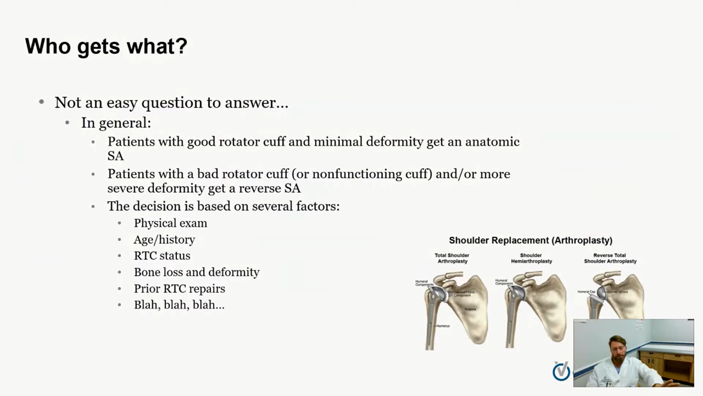In general, this is not a straightforward question because we also base these things on physical exam. We base them on how old the patients are, what the rotator cuff looks like, if you've had rotator cuff repairs in the past, if you've had surgery for instability of the shoulder, if you have bone loss or deformity. All these factors can play a role in what you might wind up with.